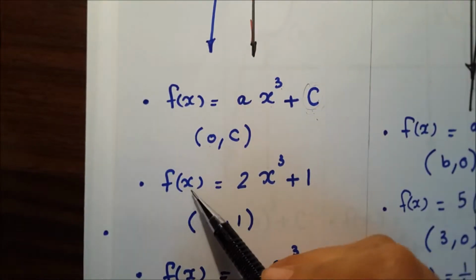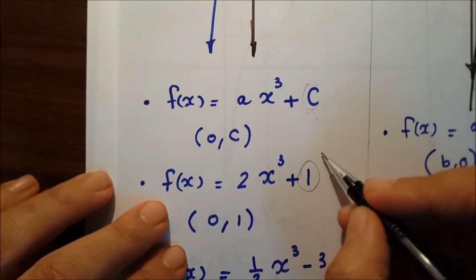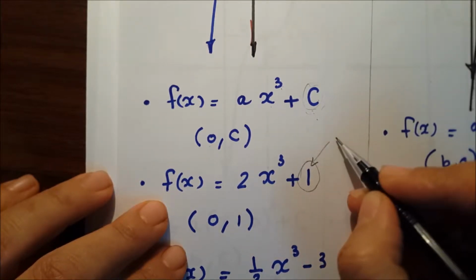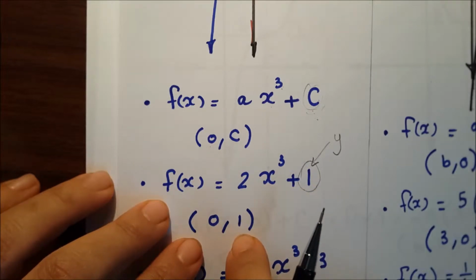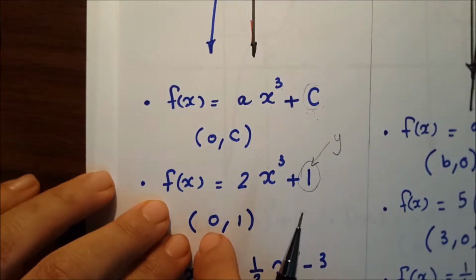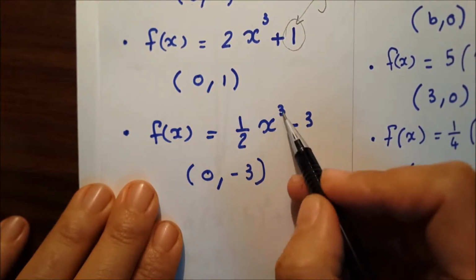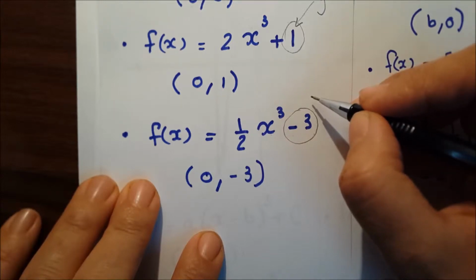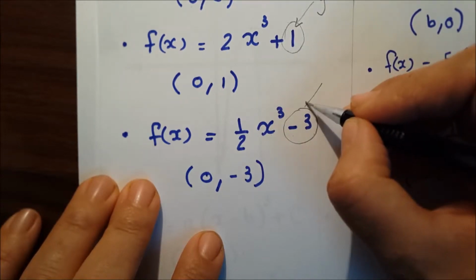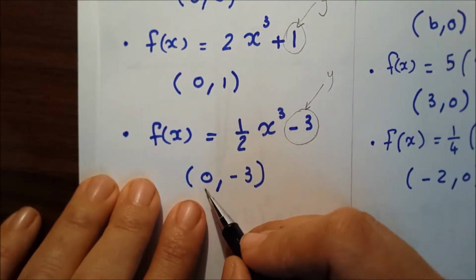For example, if f(x) is equal to 2x cubed plus 1, the plus 1 means that we have a vertical translation and it represents the y value of the new point of symmetry, which is (0, 1). Another example, if f(x) is equal to 1 over 2 x cubed minus 3, the new vertical translation of the curve and of the point of symmetry is y equal to negative 3, so the new point of symmetry will be at (0, -3).